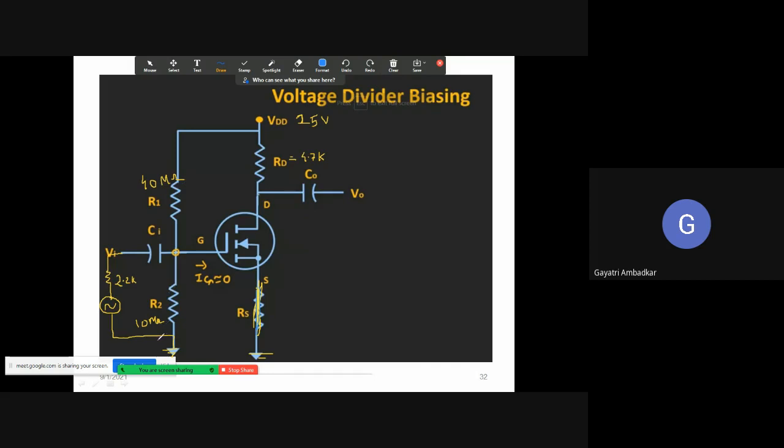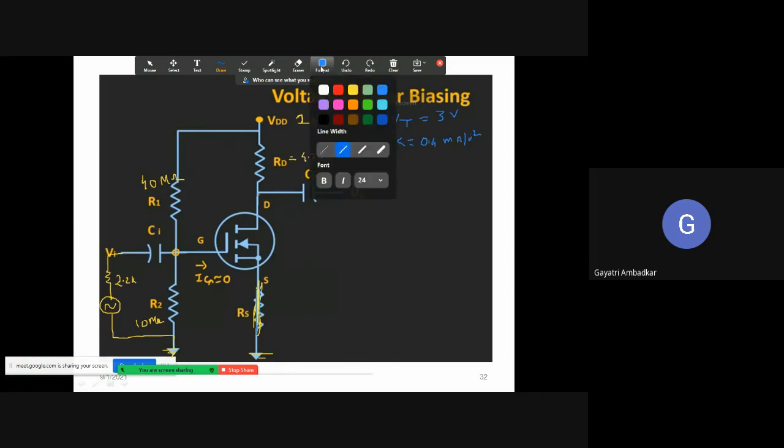What we have to do for this circuit? See, threshold voltage is also given. Value of threshold voltage, VT, is equal to 3 volt. You know what is threshold voltage? That is minimum gate to source voltage required to form inversion layer. Then conduction parameter K is also given as 0.4 milliampere per volt square.